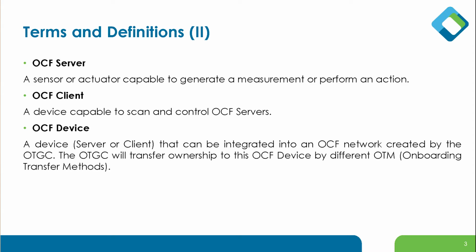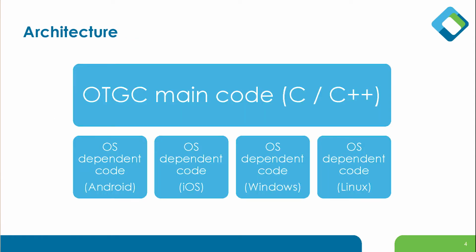The OTGC will transfer the ownership to these OCF devices by different OTM or onboarding transfer methods, which basically are just work, PIN-based, or user credentials. The general architecture of the OTGC is one main part, code in C and C++ with different components, dependent code for Android, iOS, Windows, and Linux. Windows is universal Windows platform.